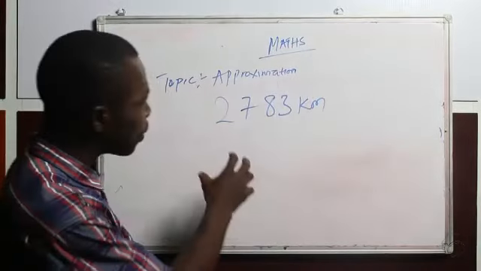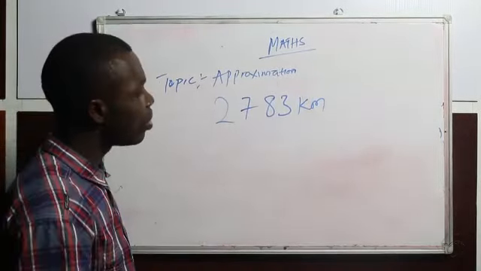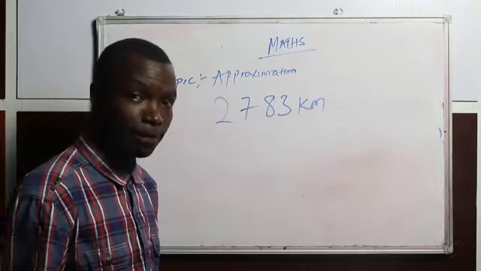Therefore, to approximate 2,783 kilometers to the nearest 1,000: 500 is half of 1,000, and we have 783. Therefore, this 783 is above 500.